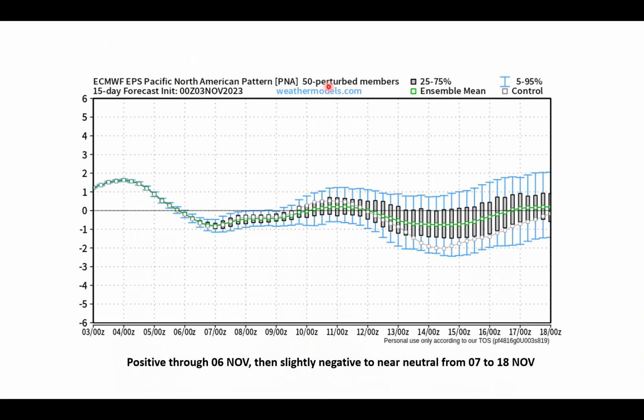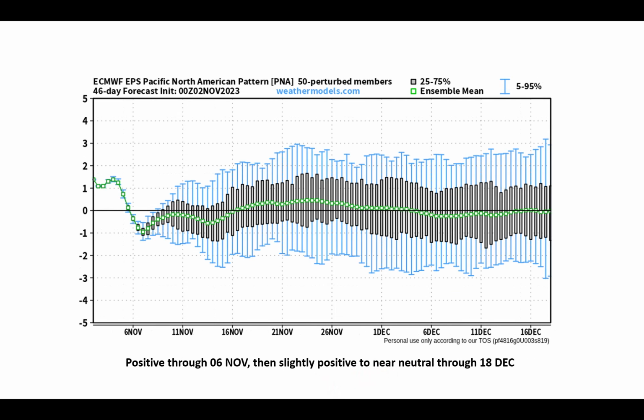The European EPS PNA 50 perturbed members showing a positive phase of this PNA initially through 6 November. Then it drops off a little bit, slightly negative to near neutral, maybe another dip to slightly negative between 13 and 16 November, back to neutral, but in general on the slightly negative side of things to near neutral from 7 to 18 November.